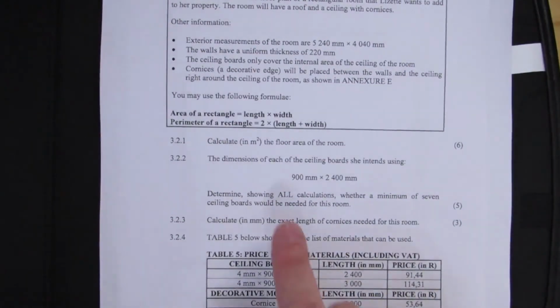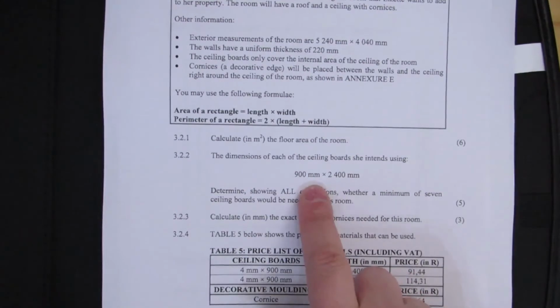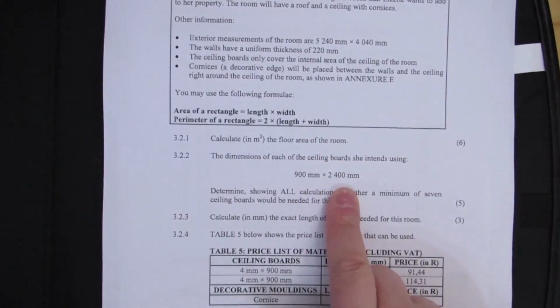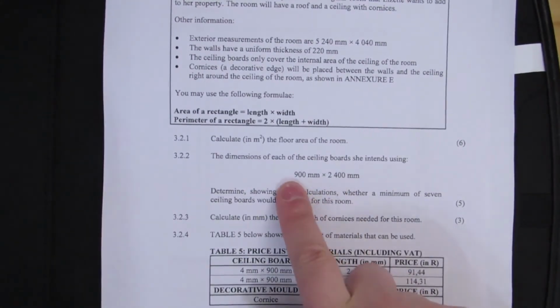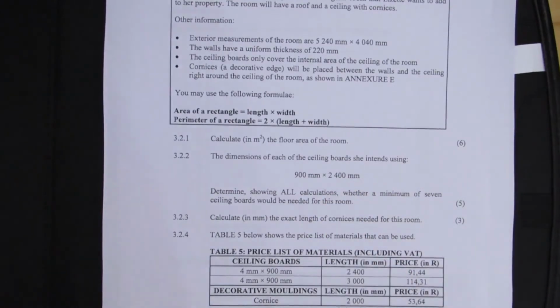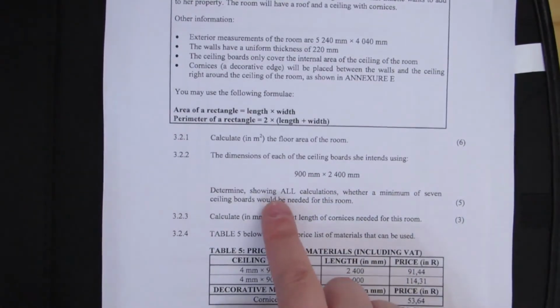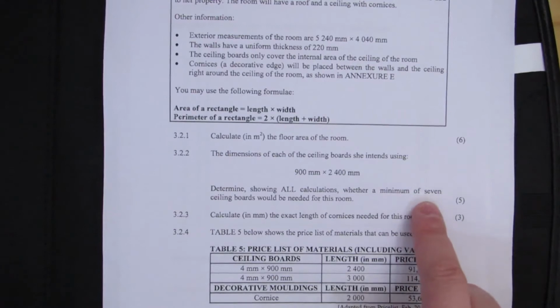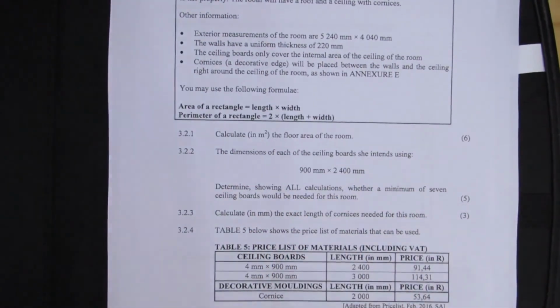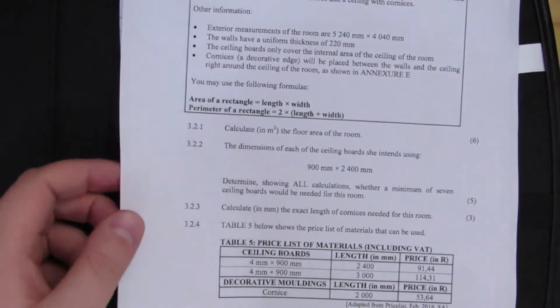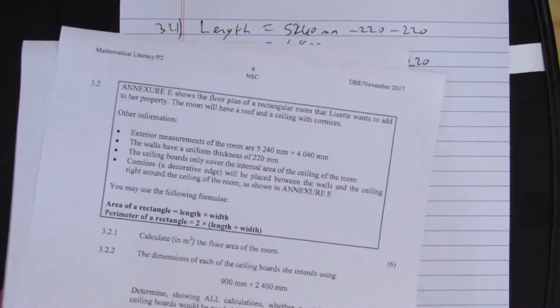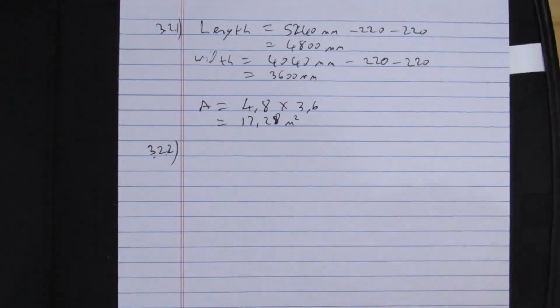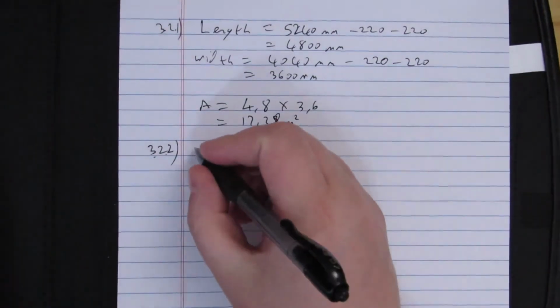3.2.2. Okay, next part, the dimensions of each of the ceiling boards: 900 millimeters by 2,400 millimeters, so 0,9 by 2,4 meters. Determine, showing all calculations, whether a minimum of 7 ceiling boards will be needed for this room. So we have two ways of answering this. I'm going to do both of them. First, require us to find the area of a ceiling board.